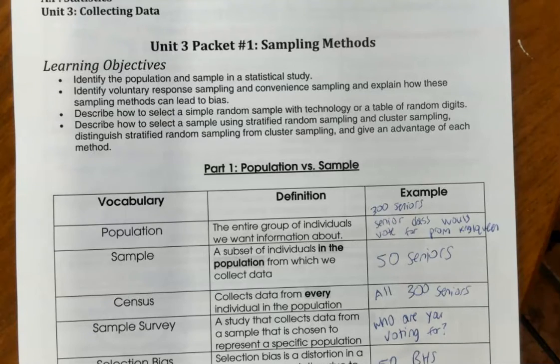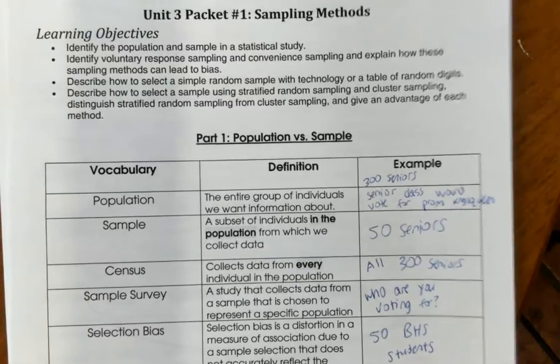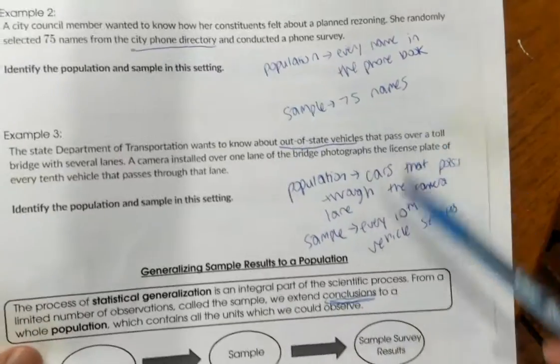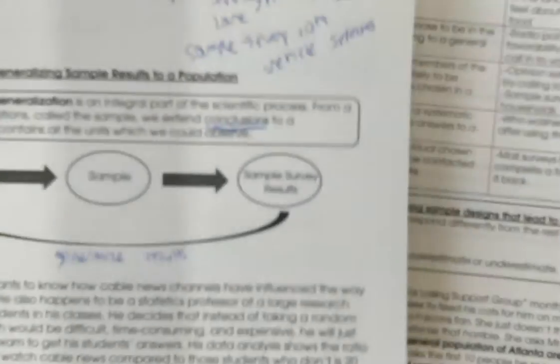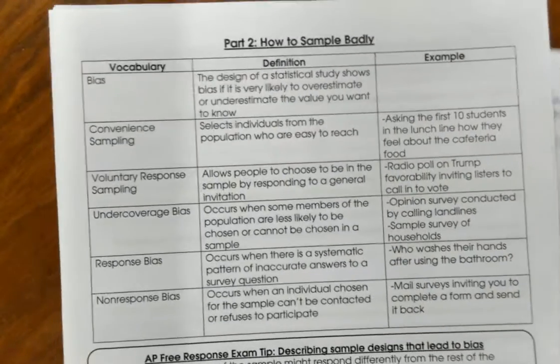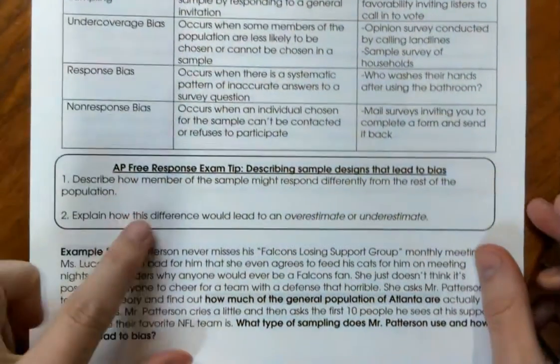All right, you guys, so we are finishing up the problems that we were not able to get to during the live session. So this is packet 1. We were able to go through the definitions in example 1. You guys did example 2 and 3, and then we got down to generalizing results to a population. After that, we talked about how to sample badly, and we went through these 6 different types of bias, right? Now, here is where we did not get to.